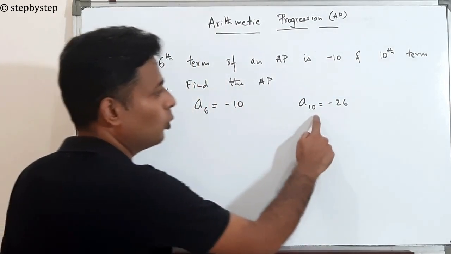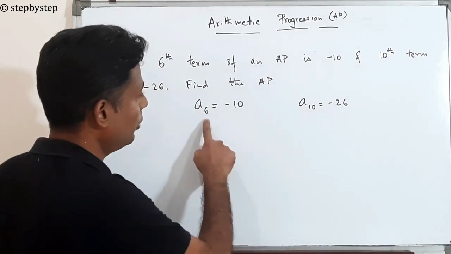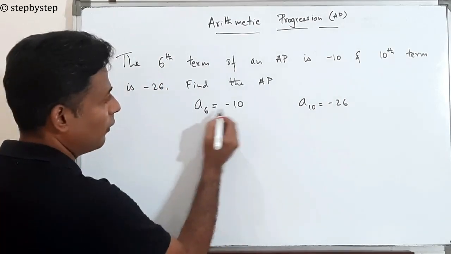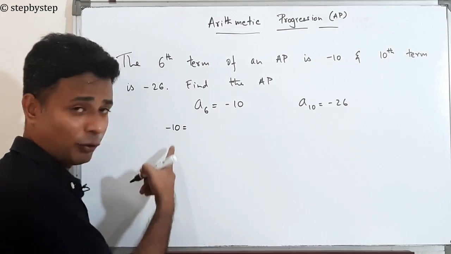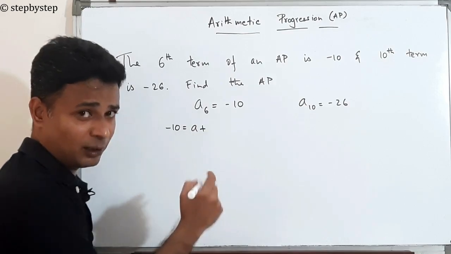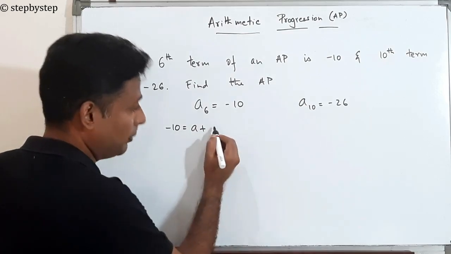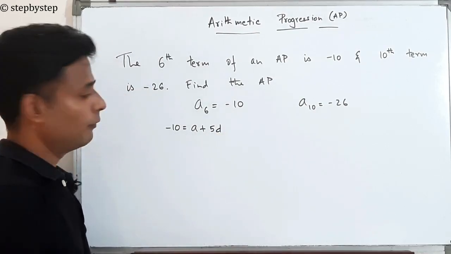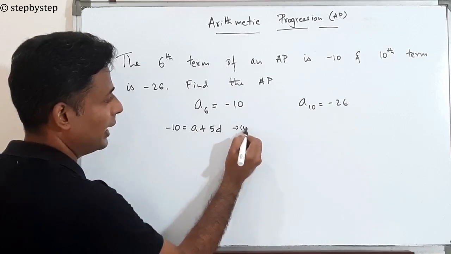And they have given us two conditions. So can we form two equations using these two? Yes, using the A of n formula. A of 6 is minus 10. A of n equal to A plus (n minus 1) D. It's the 6th term, right? So n is 6, n minus 1 will become 5 into D. We got one formula here, right?